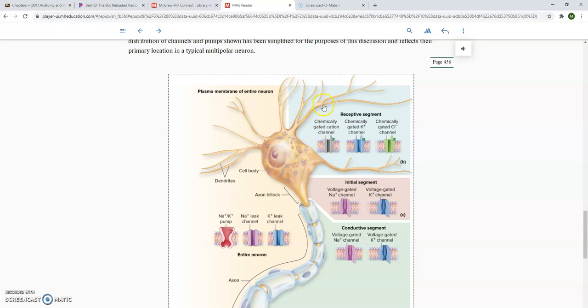And if you look closely at the plasma membrane of the dendrites and cell body, obviously you'll see these channels and this pump, but you'll also see chemically gated channels. There is one for sodium. They say just cation, but we're going to focus on sodium. So there's chemically gated sodium channels, chemically gated potassium channels, and chemically gated chloride channels. You will find those in the receptive segment, or dendrites and cell body, of a neuron.